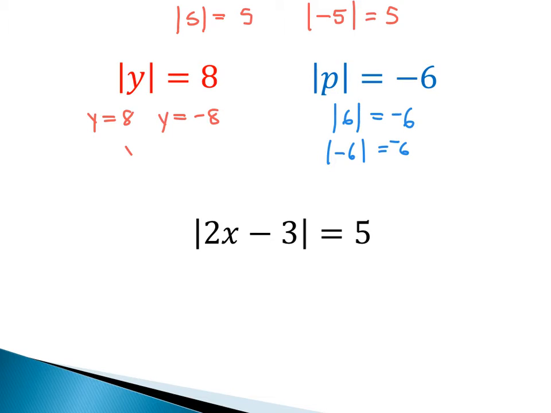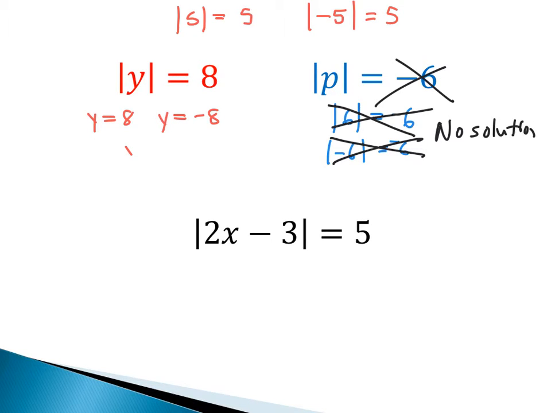So the key thing here is that the absolute value of negative 6 can never occur. So these answers can never occur. So what we get is no solution. Okay? So key things to remember: you're always going to have it really turn into a positive number. It can never be a negative number, and you're always really looking for two solutions. So remember, whatever's inside this absolute value bar is always going to make it positive.